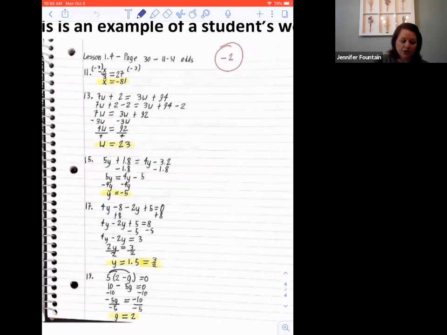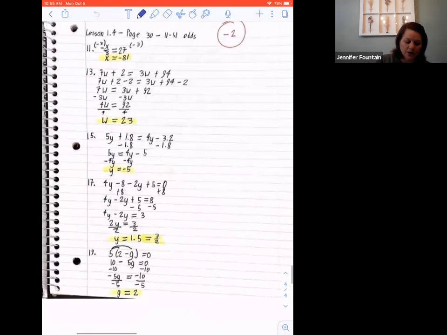So you can see how she wrote number 11, wrote the problem, solved. This one highlighted her answers. You can highlight, you can circle, whatever you want to do to indicate your answers. Just make sure it's a way that I can look at it and know immediately what the answer is. Then she skipped a line, went on to 13. There's her answer, highlighted, skipped a line, went on to 15. We're gonna move on down.